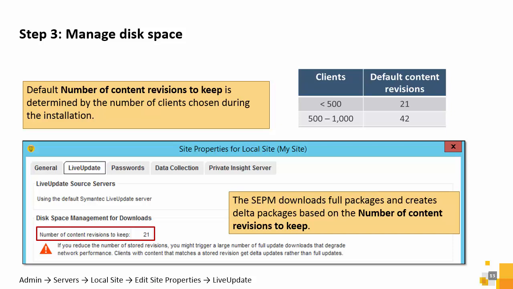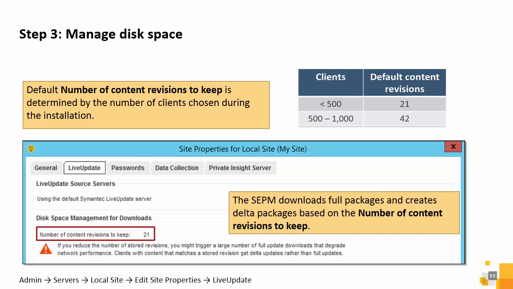In Site Properties, access Disk Space Management for downloads below the Live Update tab. Specify the number of content revisions maintained by the subdomain. Keeping multiple content revisions enables clients to stay up to date with the latest content. It also allows rollback of content definitions. For example, if your clients are experiencing problems with the latest definitions, you can roll back current definitions and have your clients return to a good set of definitions.